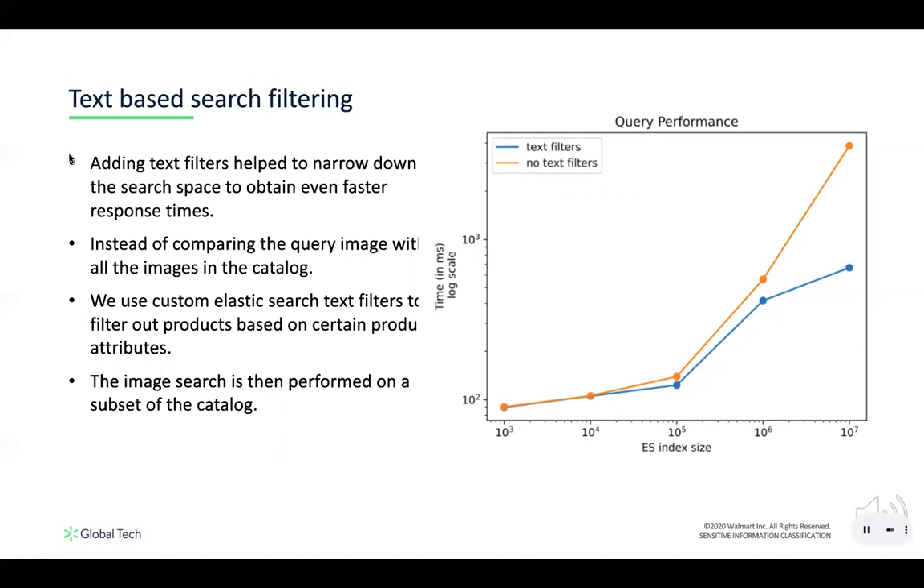We leveraged custom Elasticsearch filters to filter products based on certain product attributes defined by the business unit. The graph on the right shows how the query response time gets affected as the catalog size increases. The differences tend to get substantial as the data scales to large volumes.